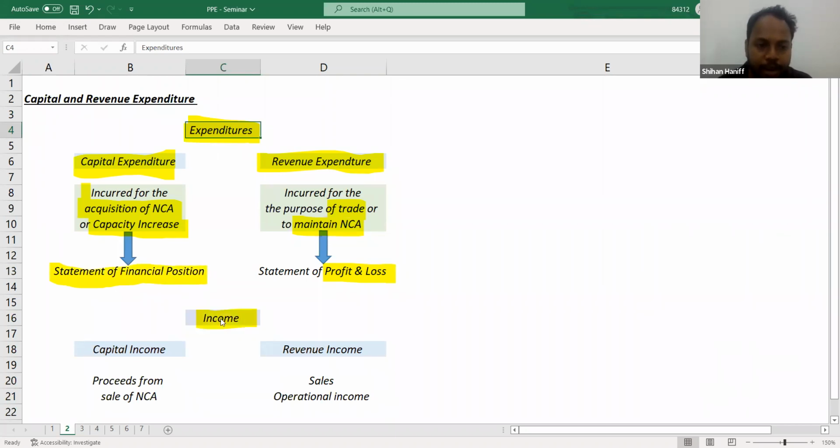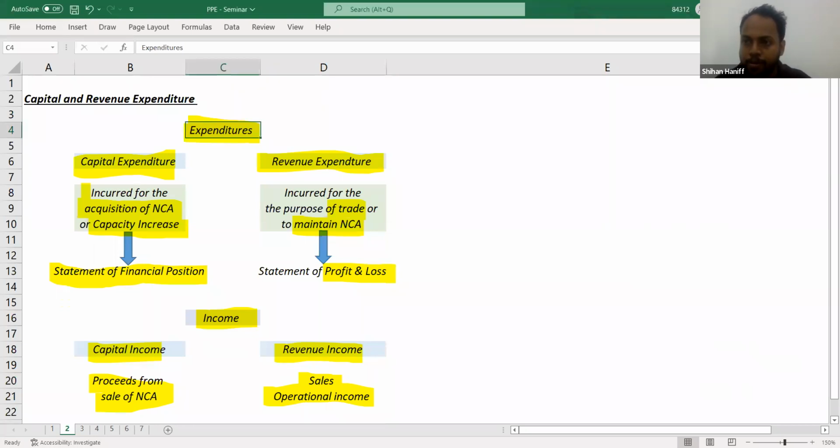Okay. Then if you take income, it's also the same: capital income and revenue income. Revenue income means our normal day-to-day sales and operational income. Capital income means the proceeds from sale of non-current assets. NCA means non-current assets. Okay. Is it clear? Now let's do an example.